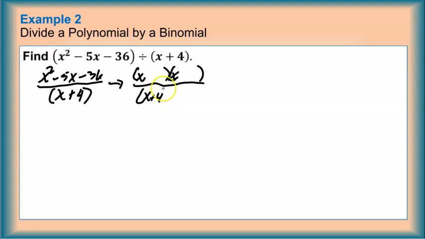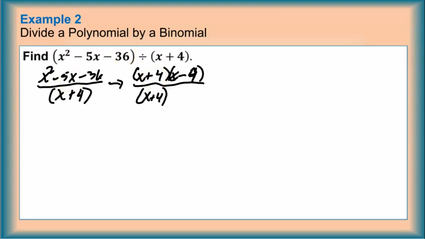I want to see if 4 is a factor of 36. And I can do 9 times 4 gives you 36. So let's try 4, and then this would be 9. If I did x plus 4, I could do x minus 9, because 4 times negative 9 is negative 36, and negative 9 plus 4 gives you negative 5.